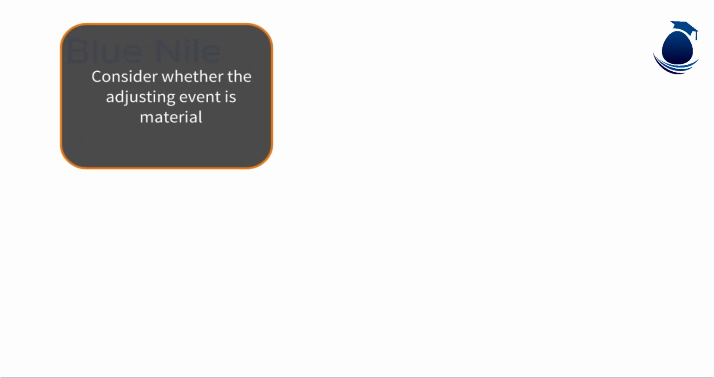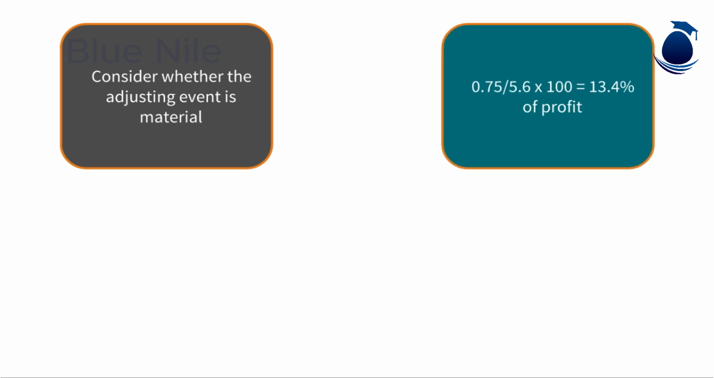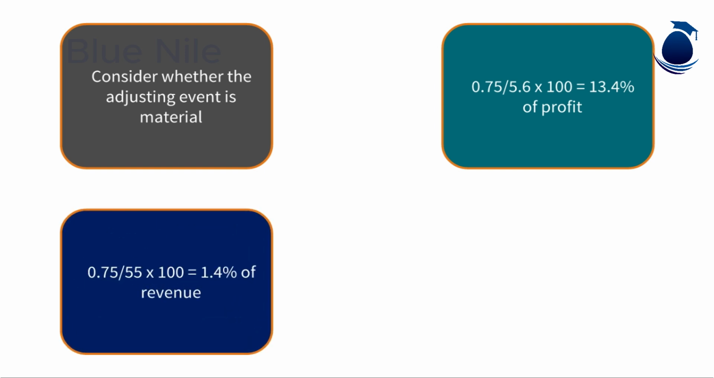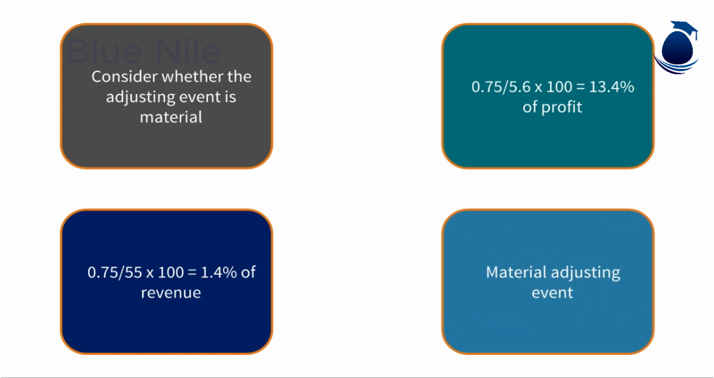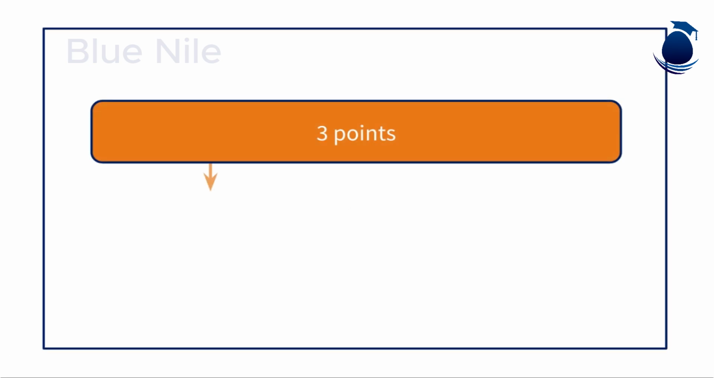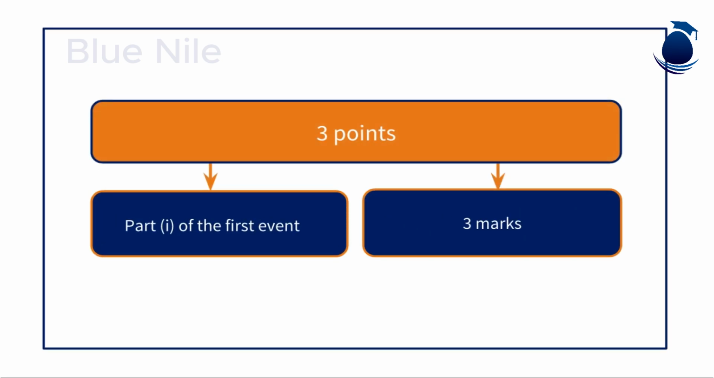The auditor should also consider whether this adjusting event is material. It is only material misstatements that the auditor would request to be amended if found. Calculating the 0.75 million adjustment as a percentage of profit gives us 13.4%, which is above the 5 to 10% benchmark. Even as a percentage of revenue, it is 1.4%, which is above the 0.5 to 1% benchmark. We would therefore conclude that this is a material adjusting event, and an amendment would be requested by the auditor. These 3 points would answer part 1 for the first event and give you 3 marks.